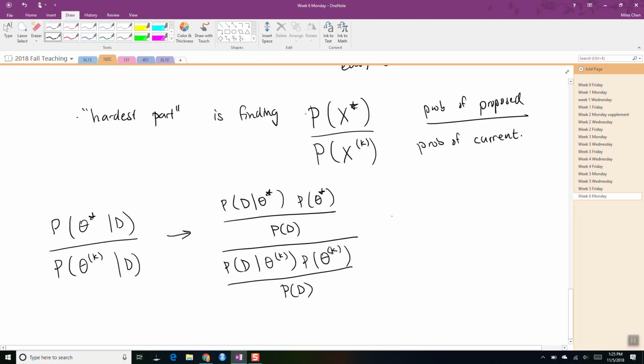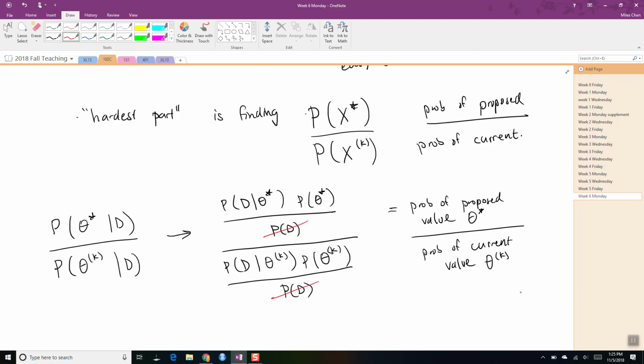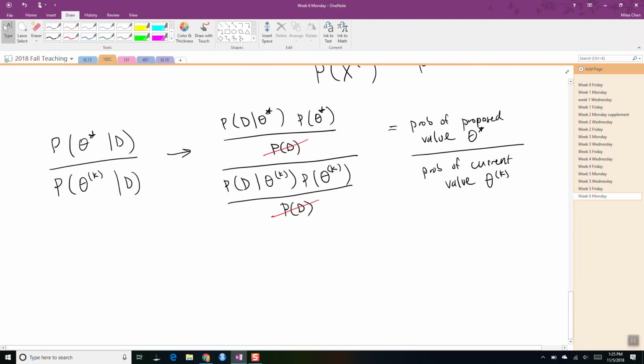Because this is our target PDF, we use this as the probability of the proposed value divided by the probability of the current value, in this case, theta star and theta k. So that's what we have. And what do we notice? The probability of D, the marginal probabilities, these cancel out. These cancel out. And so we only need to work with the numerator.